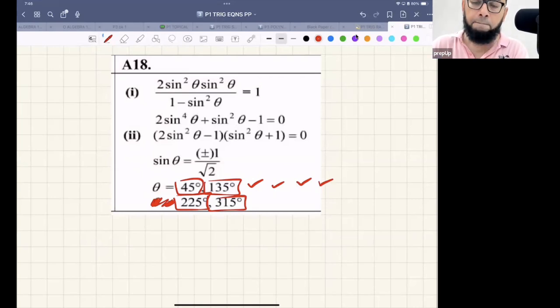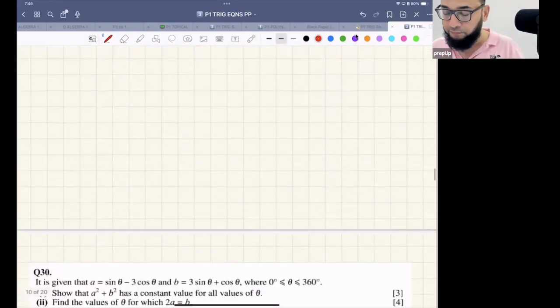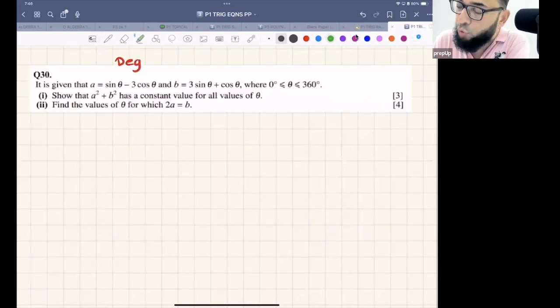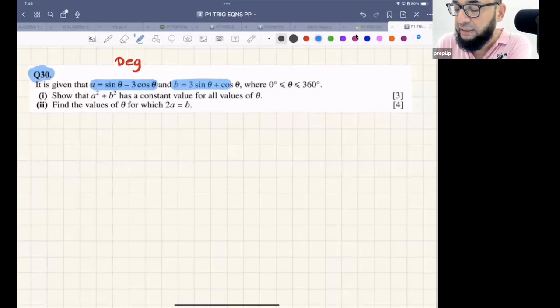Okay, AS1, AS2, and it's all good. Let's move on. Now another question of degrees, and let's go very easy on the things. It is given that A is sine theta minus 3 cos theta. B is 3 sine theta plus cos theta. Theta lies between 0 and 360 degrees.